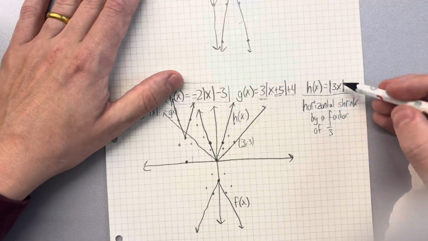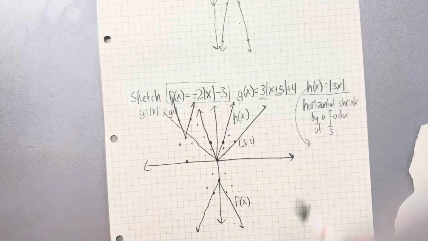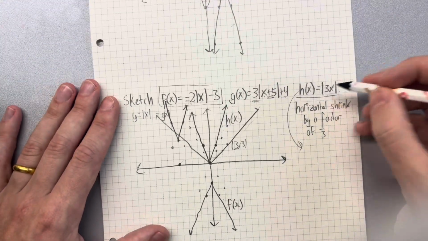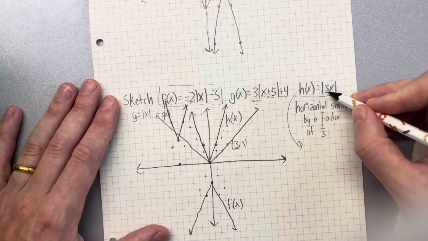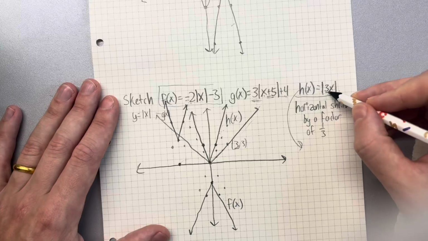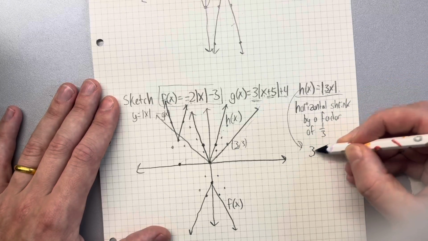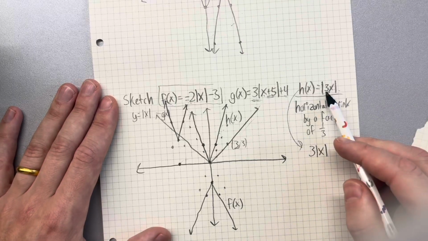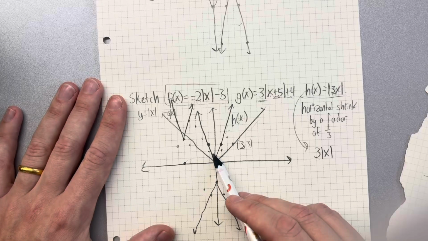By the way, this is our answers. So I'll just do a short explanation. This is one case where the horizontal shrink by 1/3 is actually the same as a vertical stretch by a factor of 3. Because absolute value of 3x, you can just pull the 3 out. So this is a case where the horizontal shrink is exactly the same as the vertical stretch.